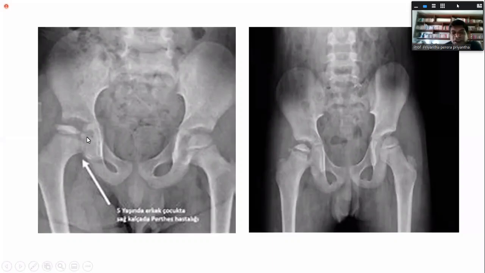Do you see this in the acute stage? If a child comes with a painful limb of 4 days duration, do you do an X-ray of the hips?